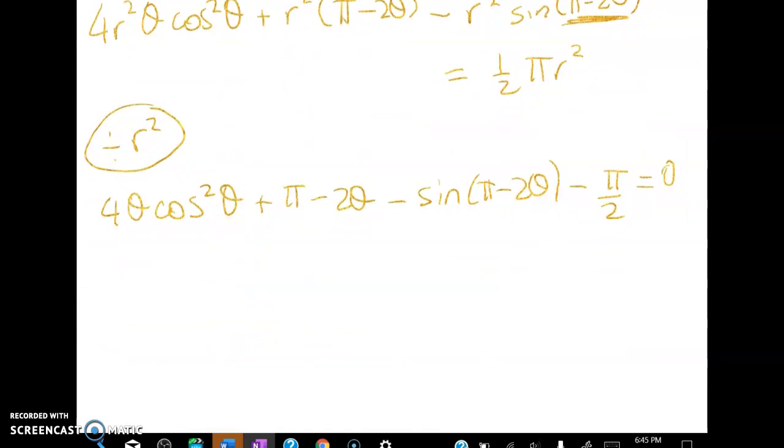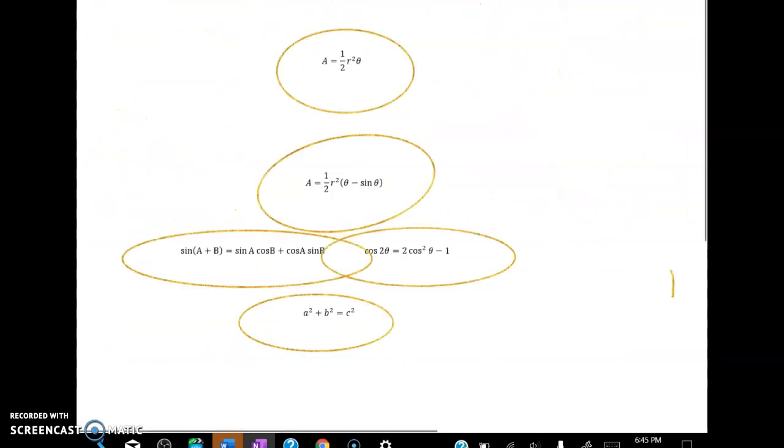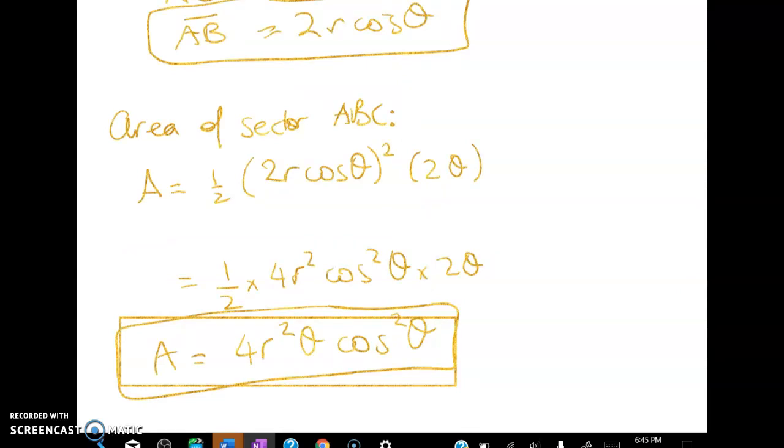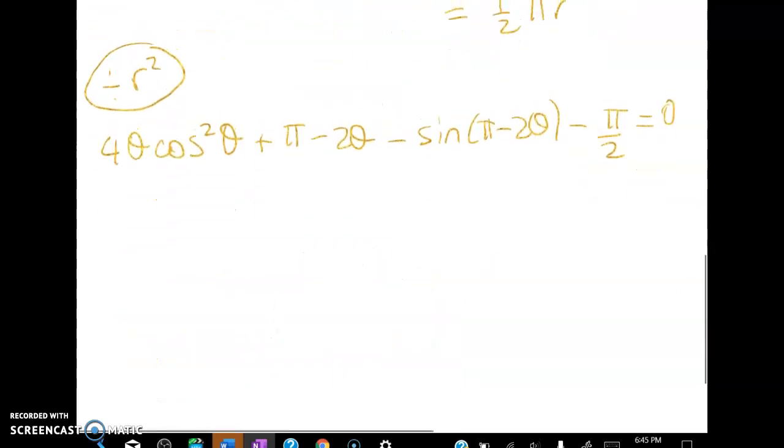Right, now let's just pop back to that formula cheat sheet and see what we haven't used. Well, we haven't used this one yet, and we haven't used this one yet, and the Pythagoras was there by mistake. We don't actually need it. So where are we down to?